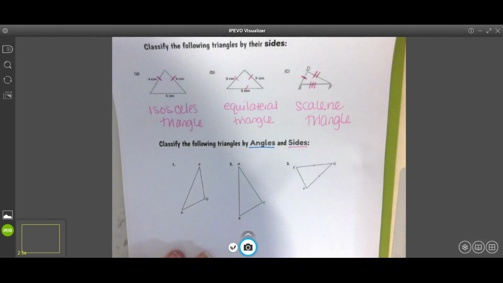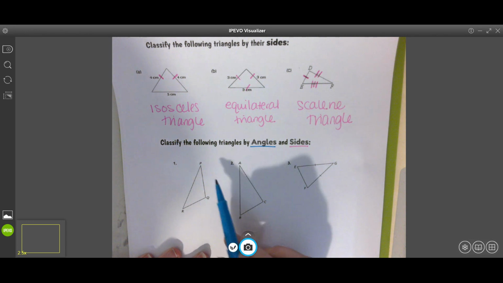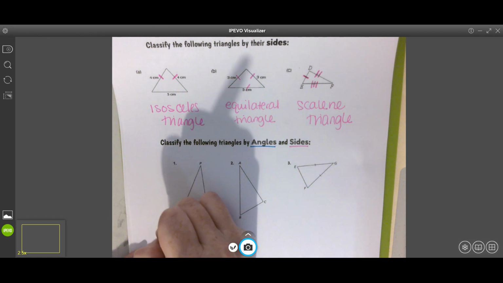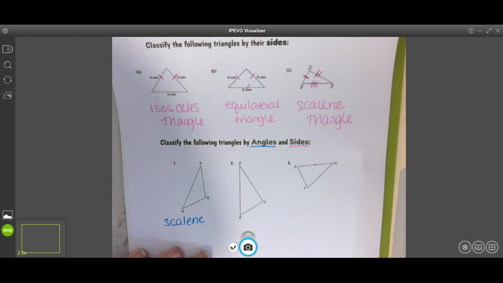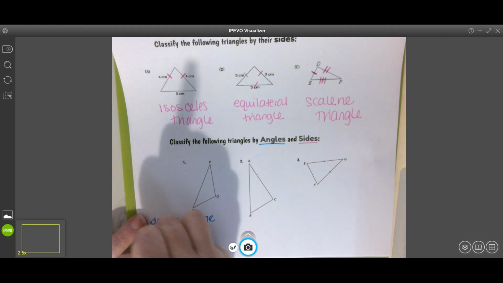All right, so number 1, notice I took away all the side lengths, all the numbers, all the tick marks. We really don't need them. We can use what we know to properly label them based on angles and sides definitions. So in number 1, looking at the sides, do any sides match? And the answer is no. So since it is no, I'm calling it a scalene triangle. But I'm not done. I have to address what it is by an angle. So again, this is sides, and this is going to be for angle.